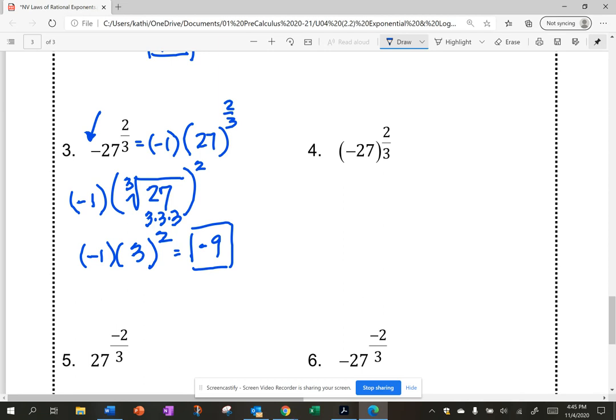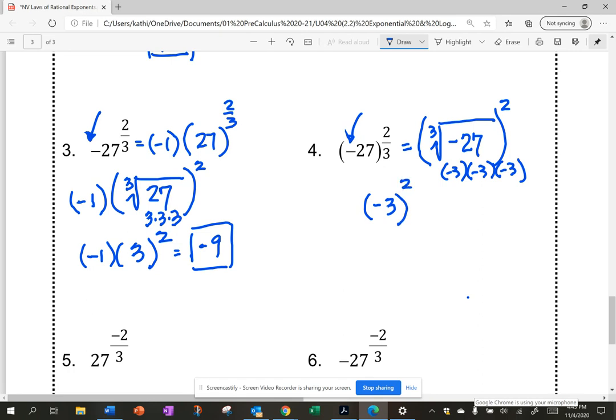My next example, number 4, I have a negative sign inside my parentheses, so yes, the 2/3 does apply to it. So I rewrite this as my base is negative 27, my index is 3, and I'm squaring this. So to get a negative number, I'm multiplying negative 3 times negative 3 times negative 3. So I can have a negative number under an odd index. So when I pull that out, that is negative 3, but I'm still squaring that. So negative 3 quantity squared is positive 9.